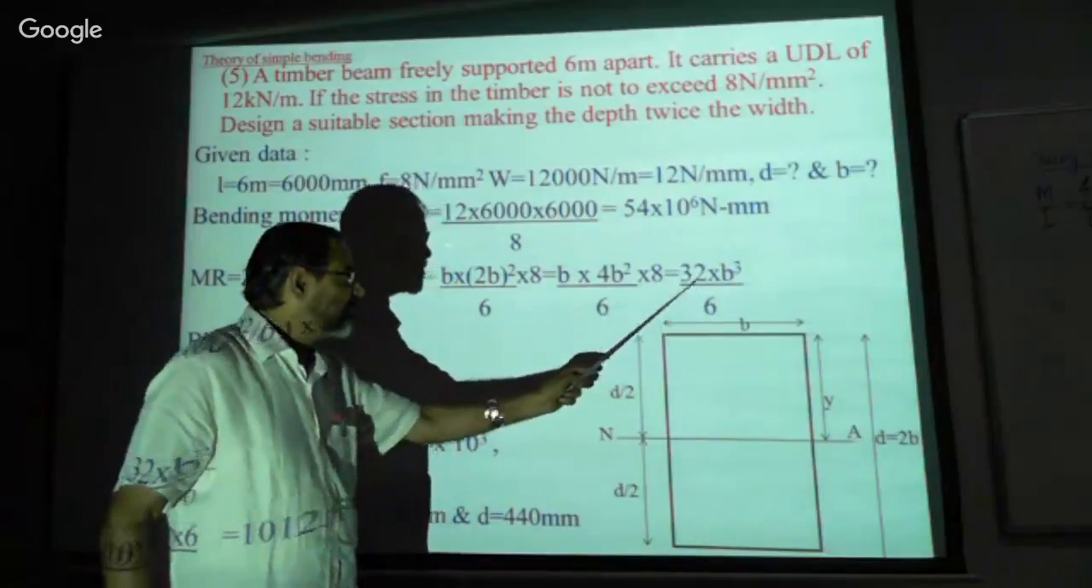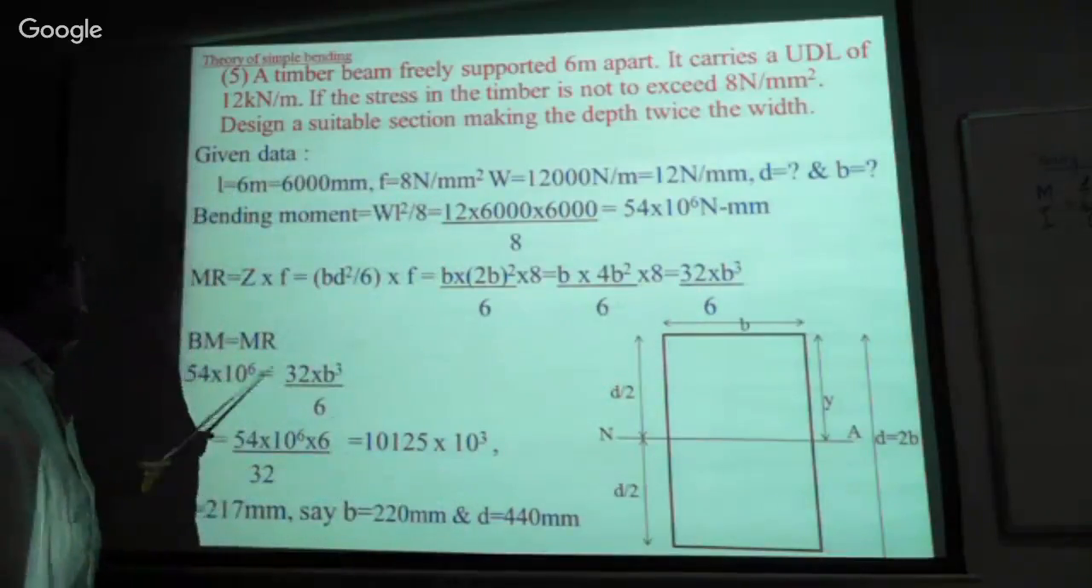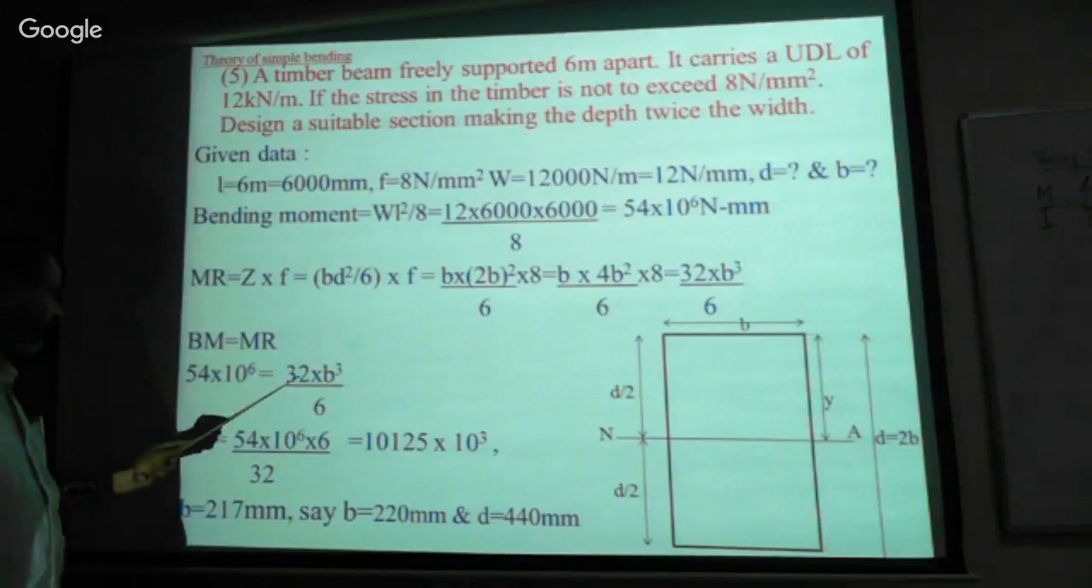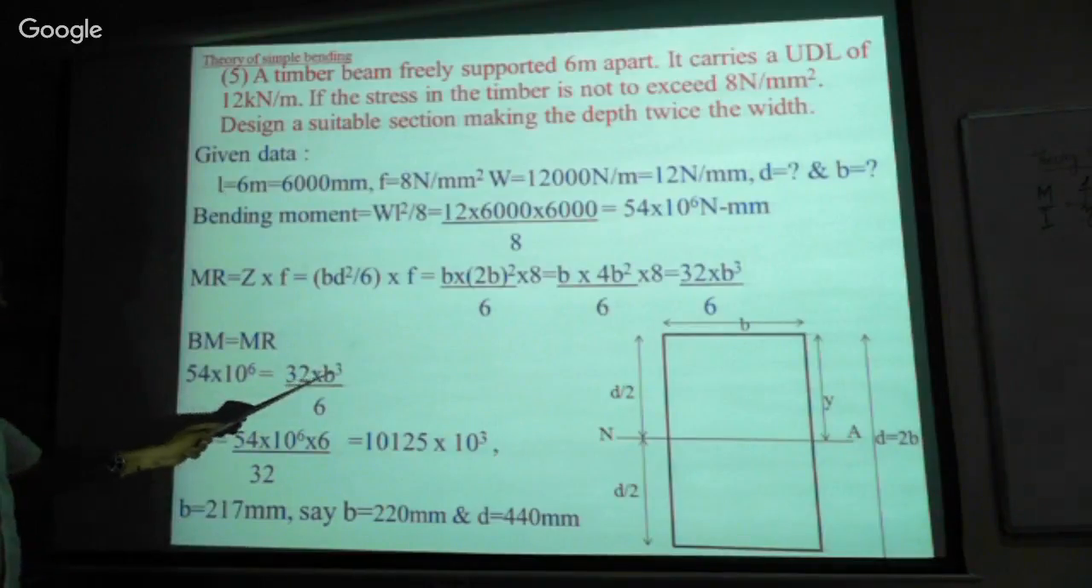32 B cube by 6. Isn't it? And we know that the bending moment is equal to the moment of resistance. Therefore, 54 into 10 to the power of 6 is equal to this, and now we will get the B value. Now take the cube root and simplify this, we will get B is equal to 217 millimeter.